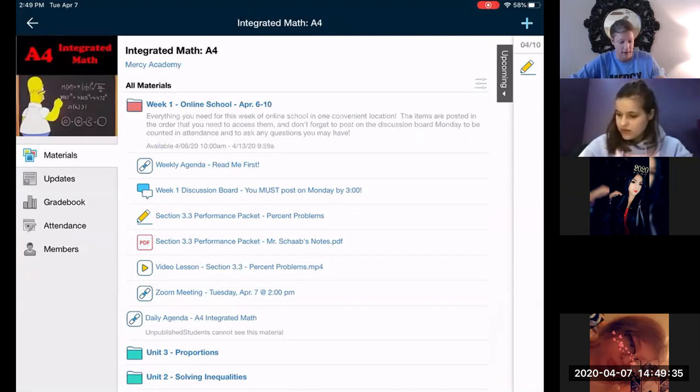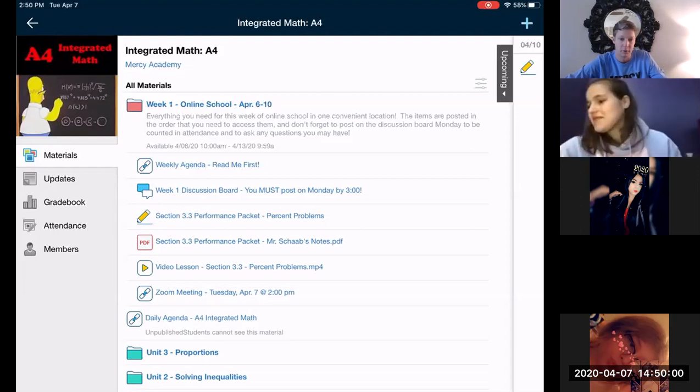The file right below that, Mr. Schaab's notes file, is the one you open up to help you fill out your note-taking guide. Also use the video lesson to help you. And then the thing at the bottom is just the Zoom meeting, so you can click on that link to get to the Zoom meeting. It'll be there every week for you to open up.